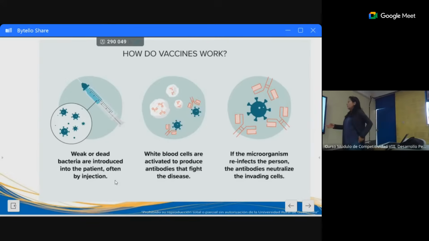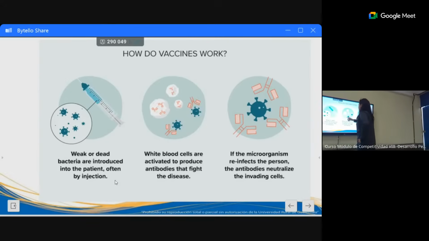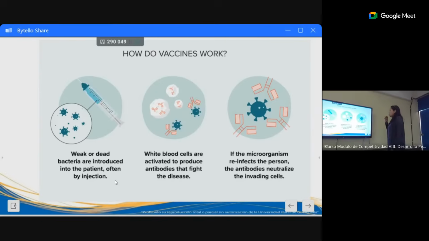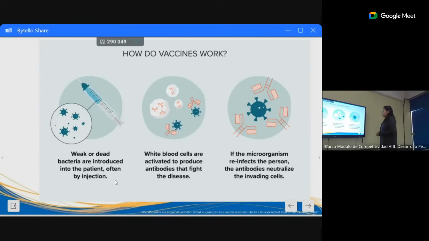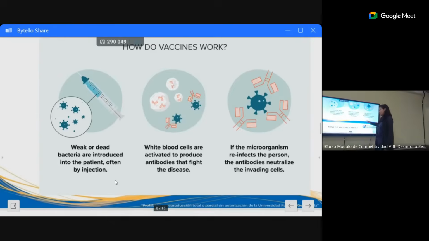As you can see here, in this infographic, it says weak or dead bacteria are introduced into the patient often by injection. White blood cells are activated to produce antibodies that fight the disease. If the microorganism reinfects the person, the antibodies neutralize the invading cells. So you can see, for example, that they act like an army.